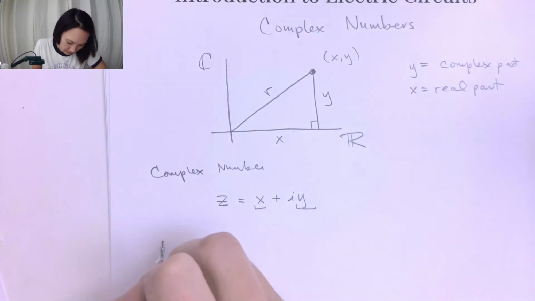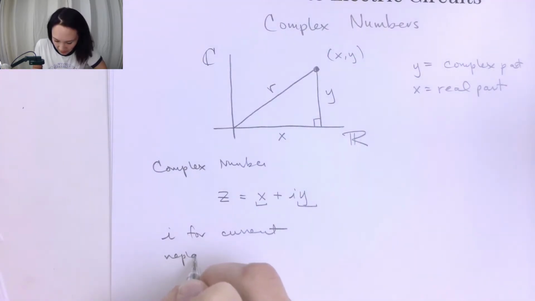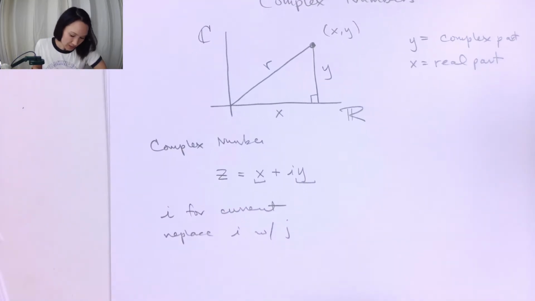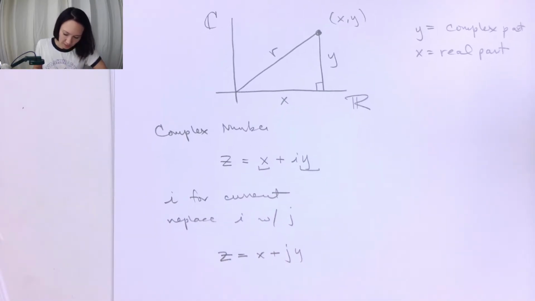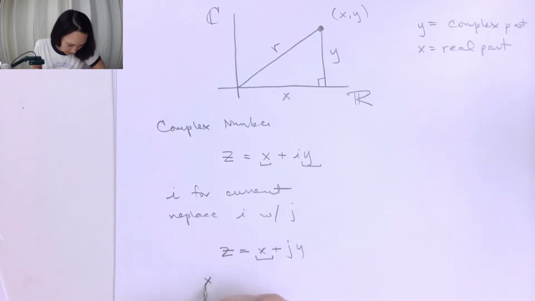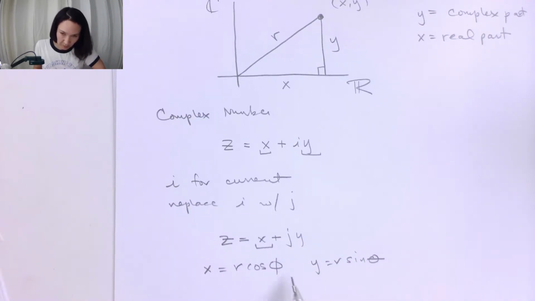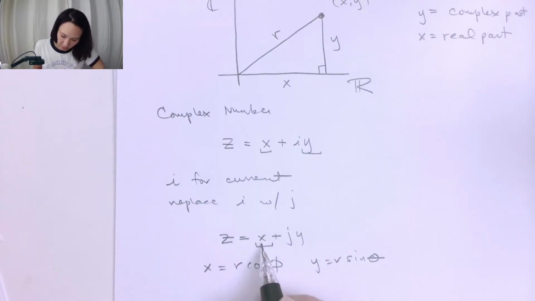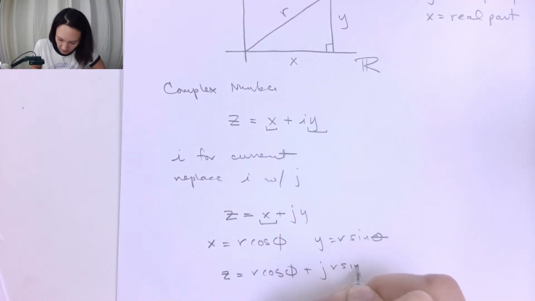But we're electrical engineers, and so we use i for current. So instead of using i, we're going to replace the i with a j. Okay, so our complex numbers are going to be in the form x plus jy. Okay, so then in the last video when we reviewed our trig functions, we saw that this x here can be written as r cosine phi, and y can be written as r sine theta, because these arguments might not necessarily be the same. So then if I replace the x and the y in sinusoidal form, then I can write my complex number as r cosine phi plus jr sine theta.